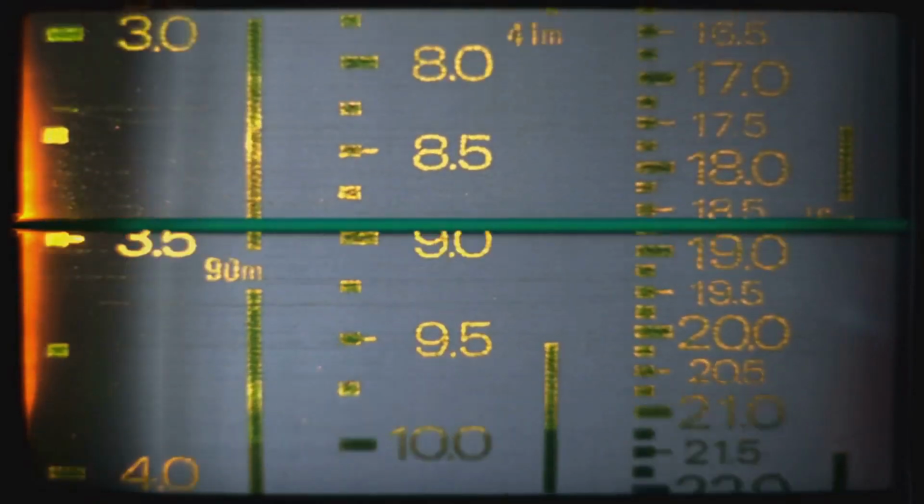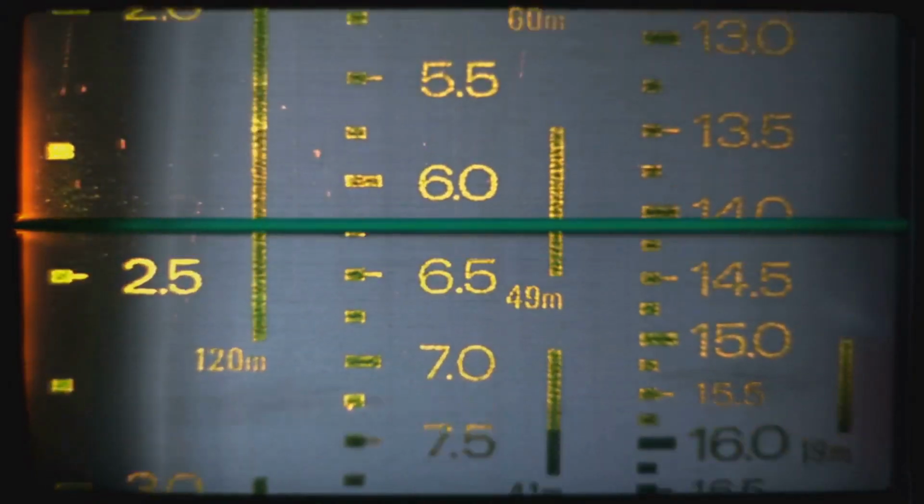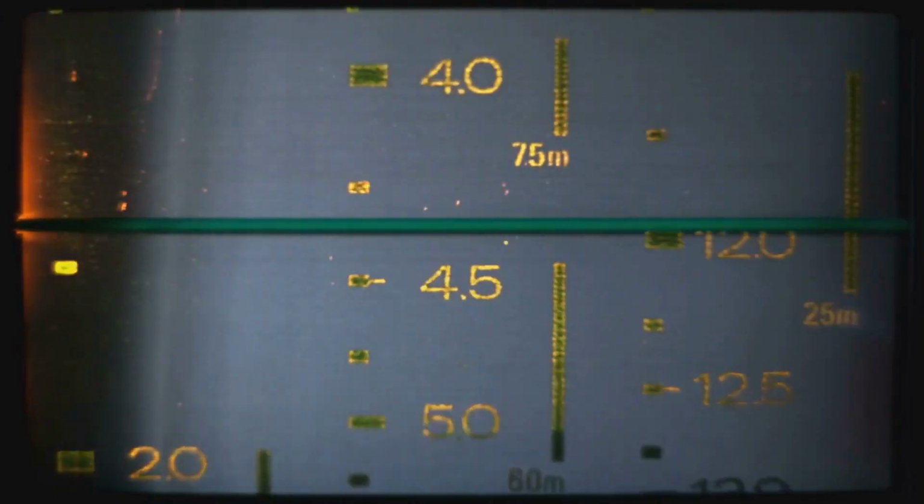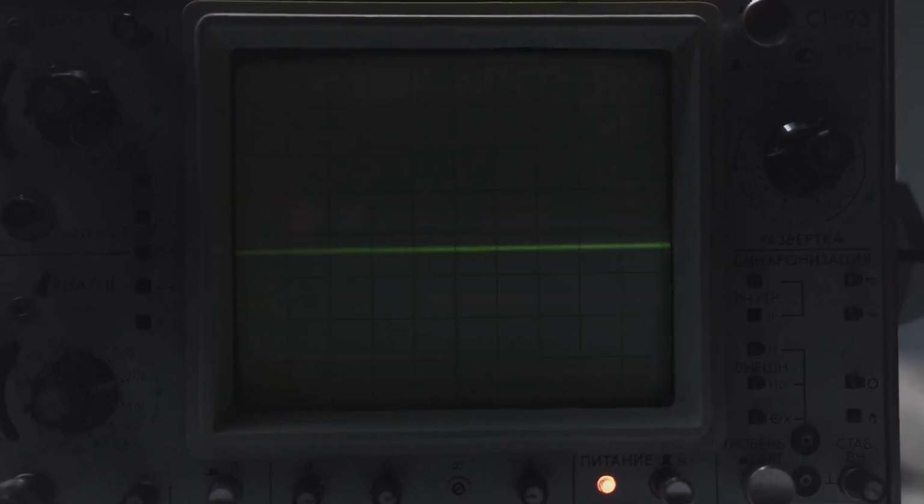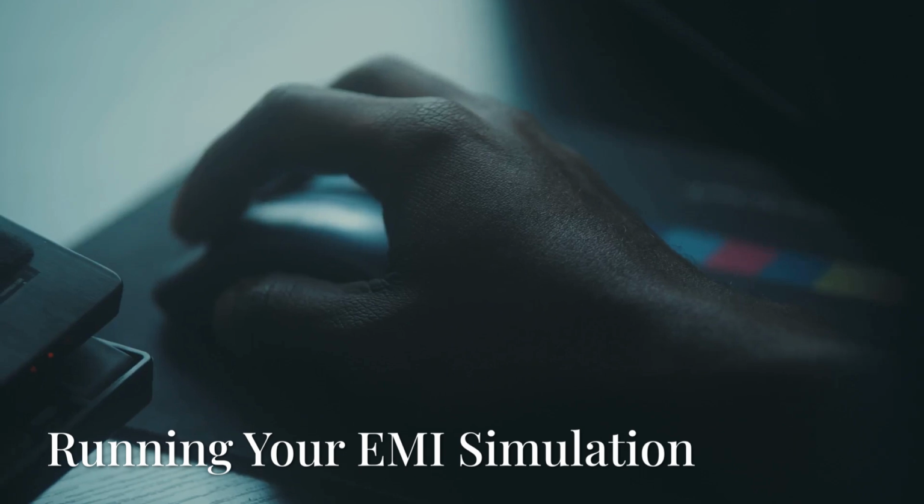Don't forget about common mode versus differential mode noise. This is important, folks. Common mode noise travels on both signal lines, while differential mode noise travels between them. We need to account for both.